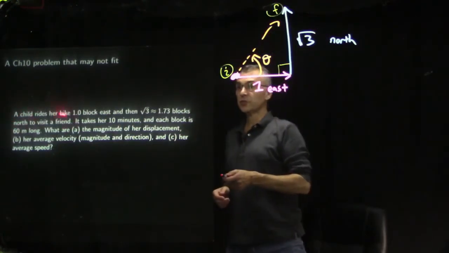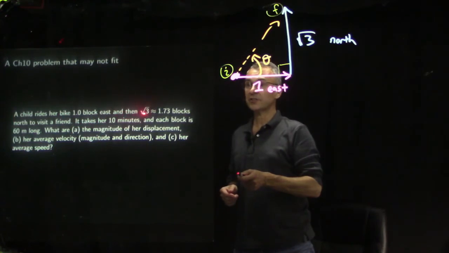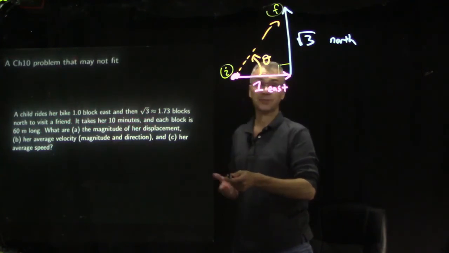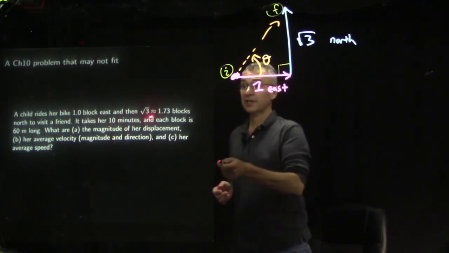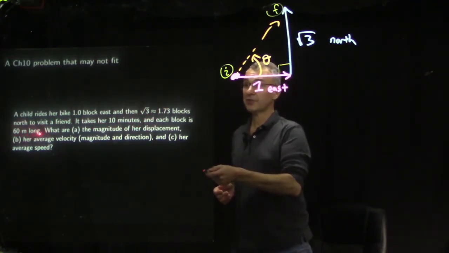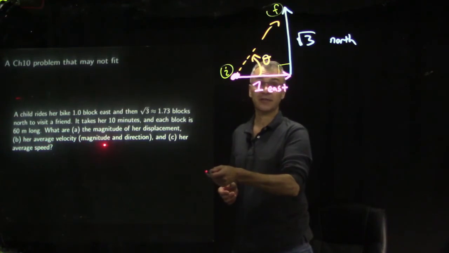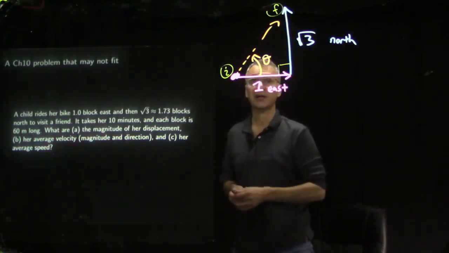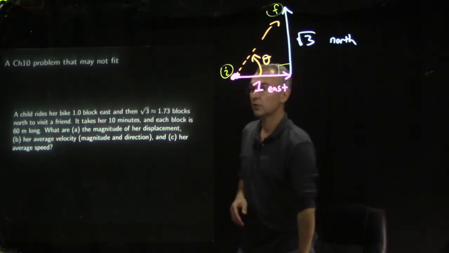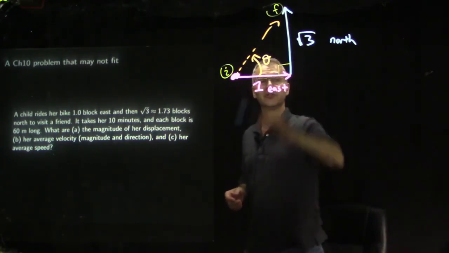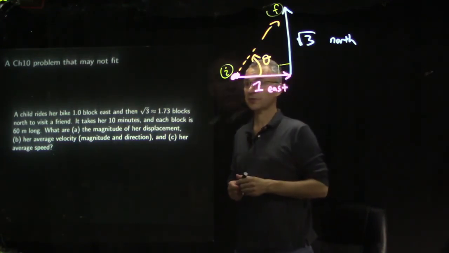A child rides her bike 1 block east and then square root of 3, which is about 1.73 blocks north to visit a friend. It takes her 10 minutes, which is 600 seconds, and each block is 60 meters long. What are the magnitude of her displacement, her average velocity, written as magnitude and direction, and her average speed? Okay, so it's a little diagram. She goes 1 block east and then square root of 3 blocks north.